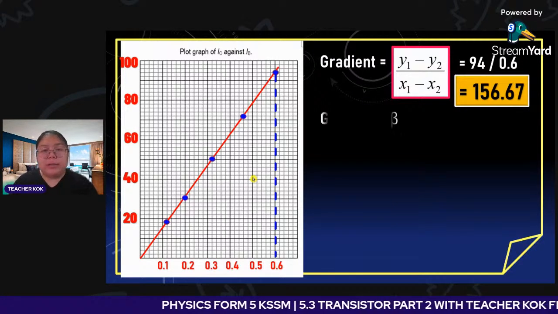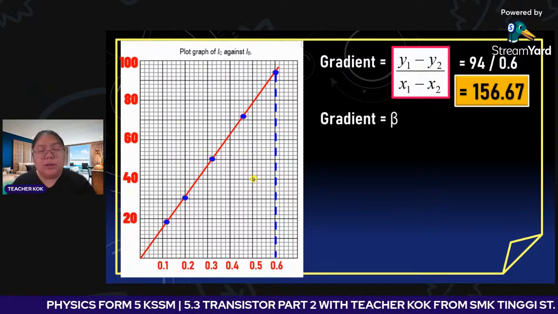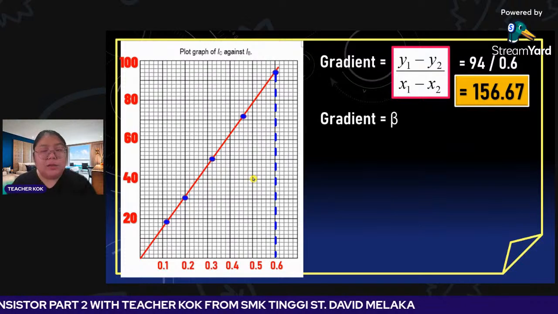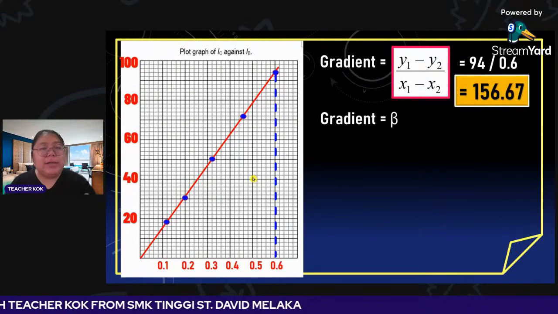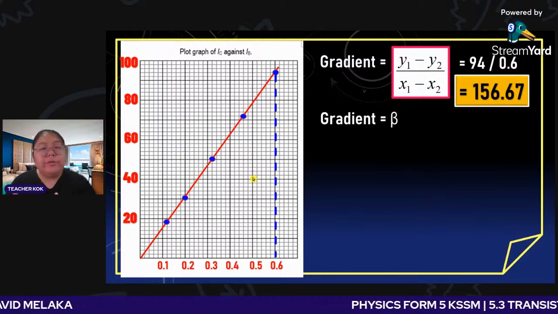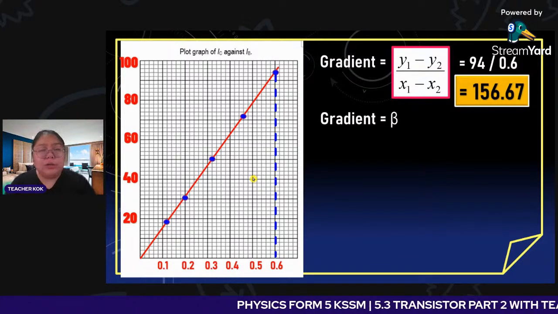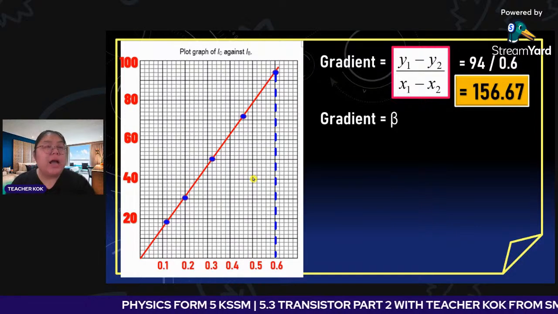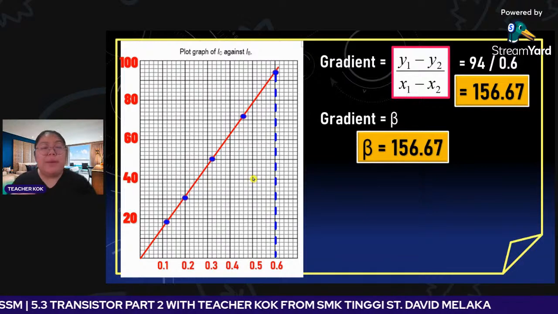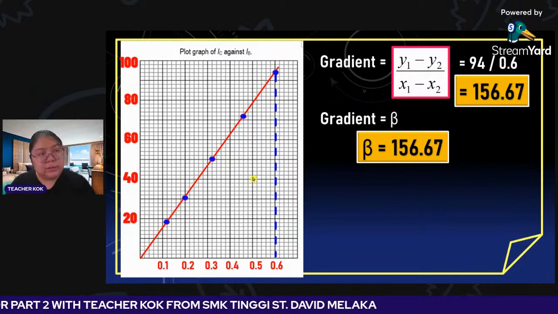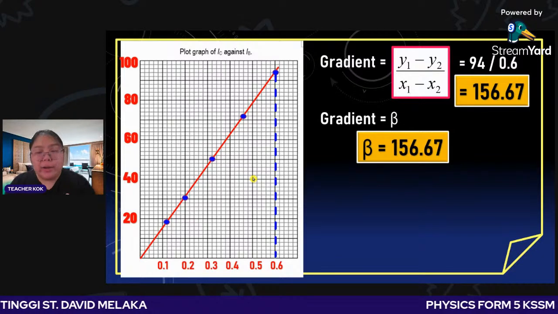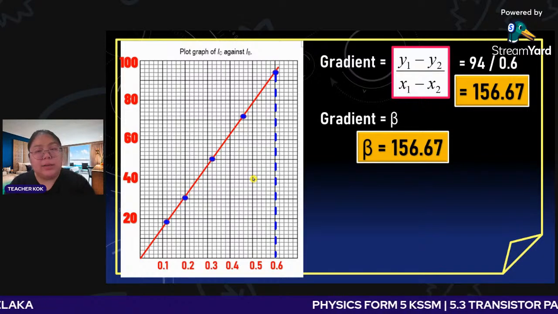From here, the question says they want to find the current amplification factor. That's beta. The beta formula is actually IC over IB, so the same as the gradient. So the beta is the gradient, and I no need to do another calculation. I can straightforwardly copy the answer. So I can just mention the beta is 156.67, no unit, because the current amplification factor is the same as the gradient.